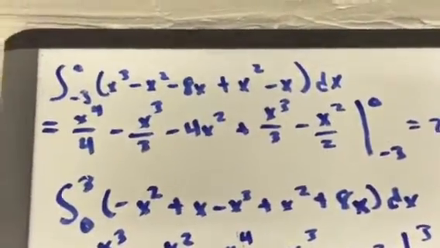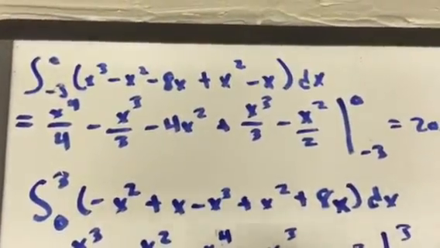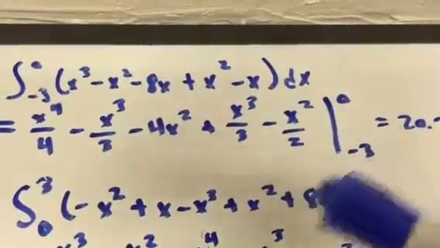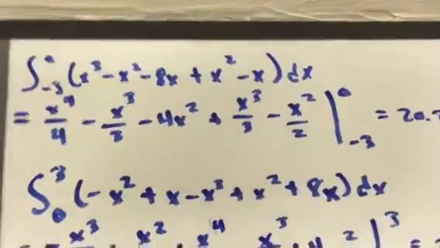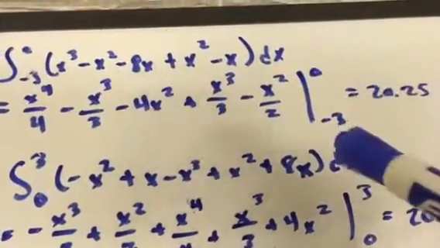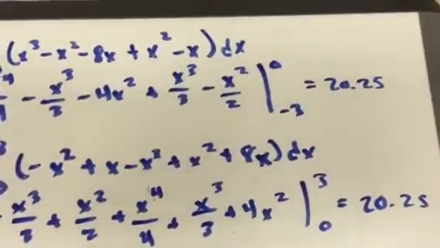Add 1, we've got x squared divided by n plus 1, which in this case is now 2. 8 divided by 2 is 4. X squared goes to x cubed over 3, and negative x goes to negative x squared divided by 2. And we're going to be integrating this with the bounds -3 to 0, and that value is 20.25.